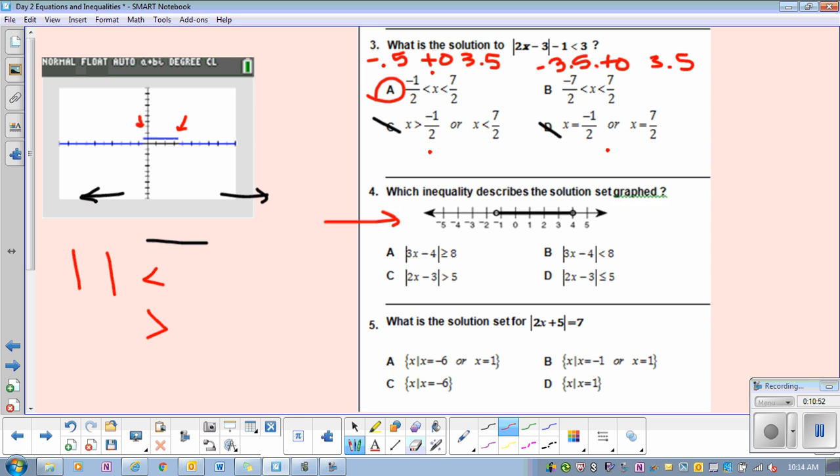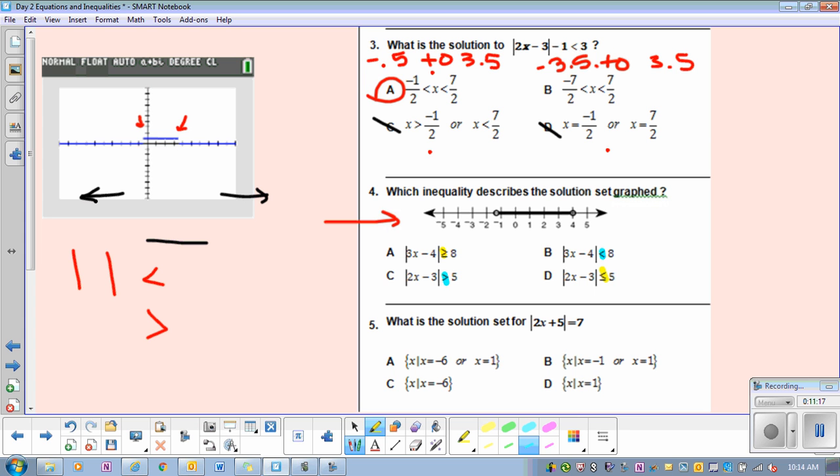And if you look at A, you see how you have a greater than or equal? And D, you have less than or equal, right? But if you look at B, less than, and C, greater than, they're different inequalities. Some of them have an equals and some of them don't, right? How does that change it when you graph?